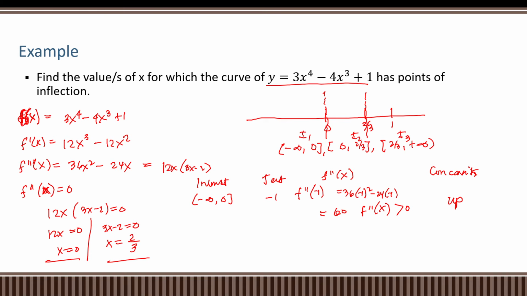The second interval is 0 to 2/3. The test value is up to you, as long as it is between the interval. So we use 1/2. The second derivative at 1/2 is equal to 36 times 1/2 squared minus 24 times 1/2. So the resulting value is negative 3.